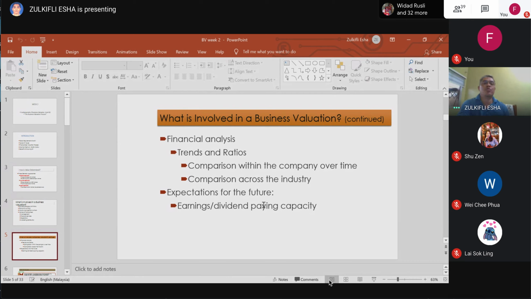So let's say your quick ratio is 3:1, what does it mean? Your current ratio is 4:1, what does it mean? Between current ratio and quick ratio, which one will tell you more accurate data, which one is more important? So you need to know all those things before you can do your business valuation.